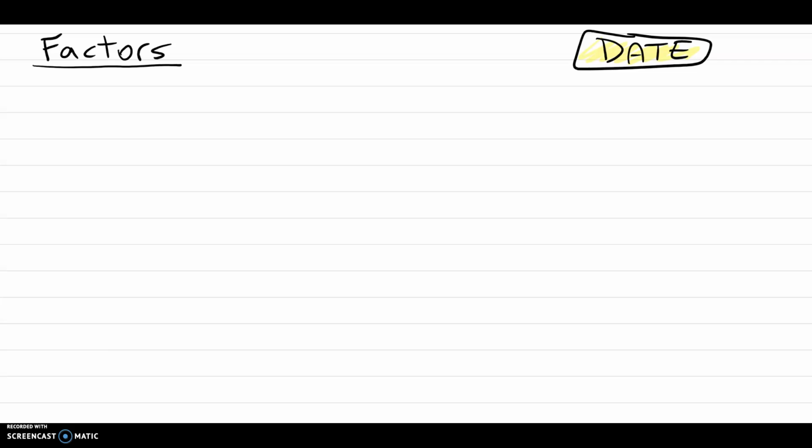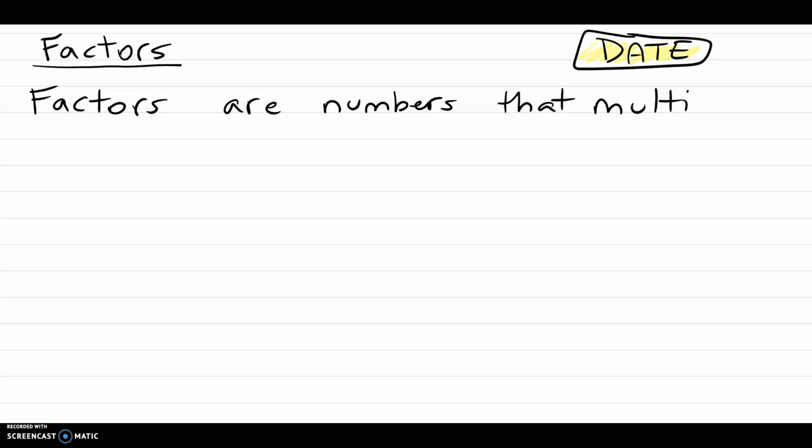Okay, so factors, let's define that word. Factors are numbers that multiply to get another number.